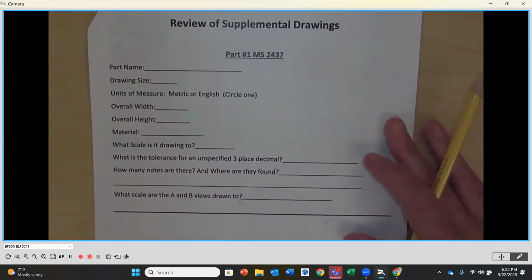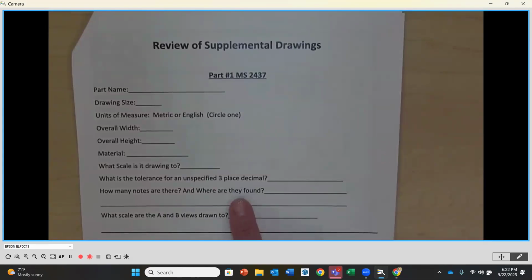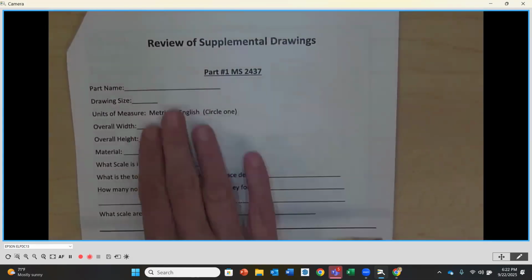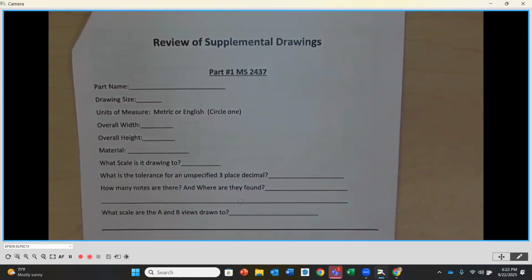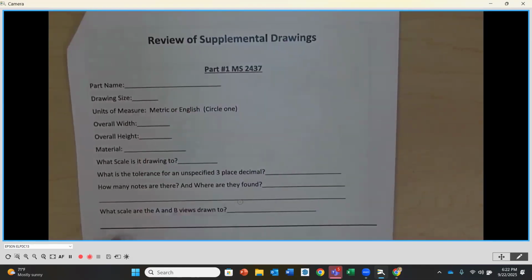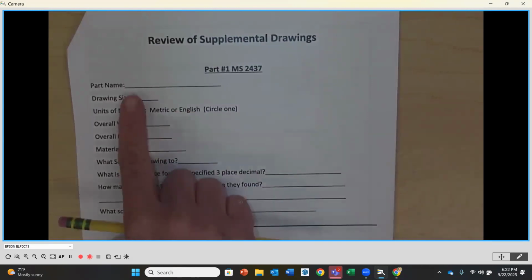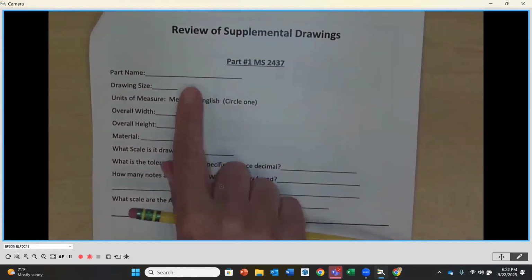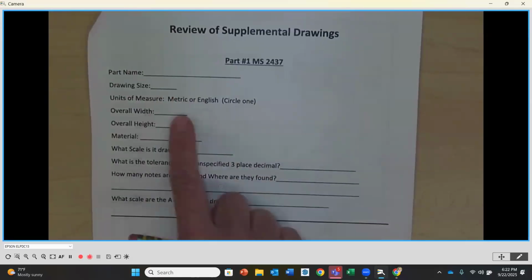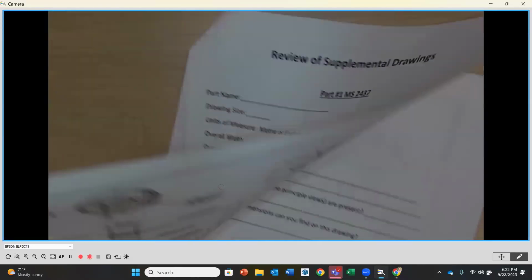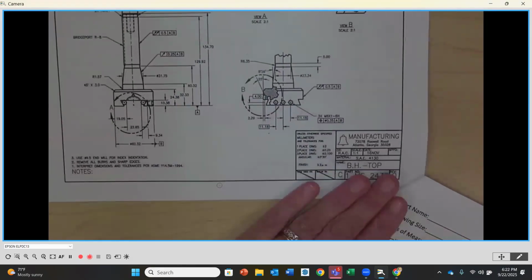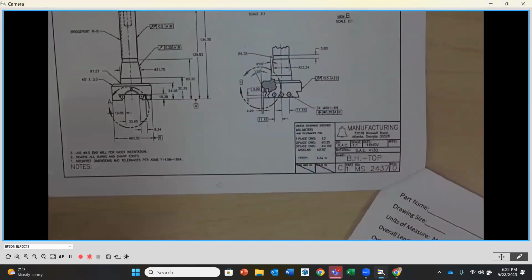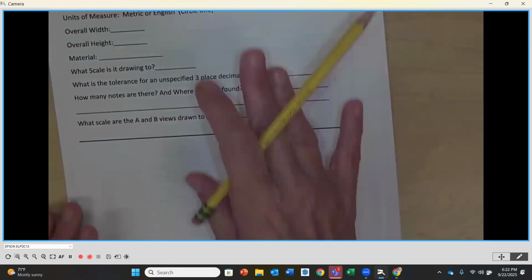Now, there's two other parts to this assignment. We have part number 1, MS2437, and it's going over some questions about the adjacent drawing here. I want you to fill in, on that drawing on the next page, what the part number is, what the drawing size is, and whether this is an English or a metric drawing. By looking at the dimensions, the title block, and any notes, you should be able to answer the questions that we see here.